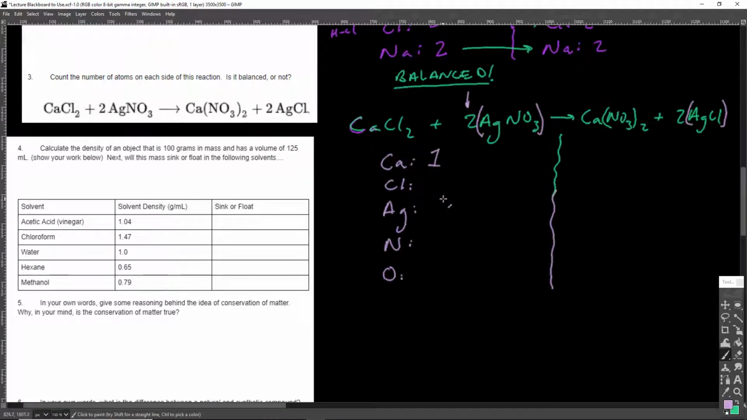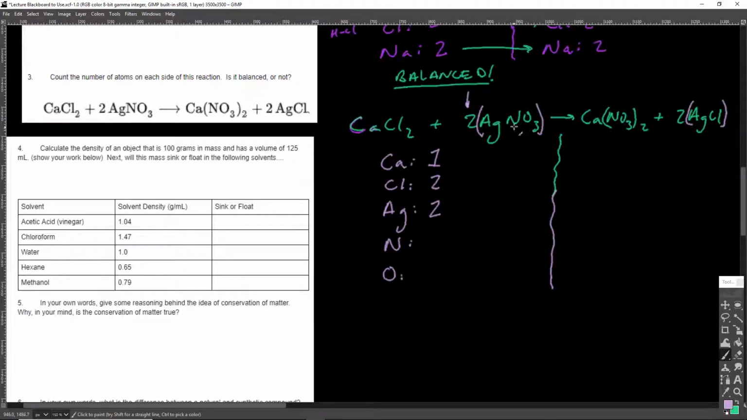I don't see any other calciums. How many chlorines are there? Here's one of them, but notice the subscript says two, so there's two chlorines in calcium chloride. How many silvers are there? Well, ignore this two for a second and just look at this molecule. There's one silver atom, Ag is silver, inside this molecule, but I have two of those molecules, so I have to have two silver atoms.